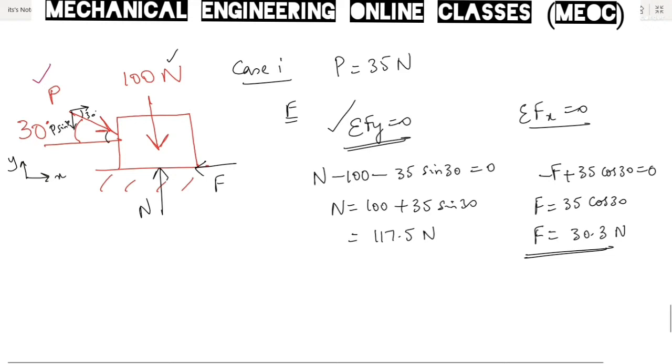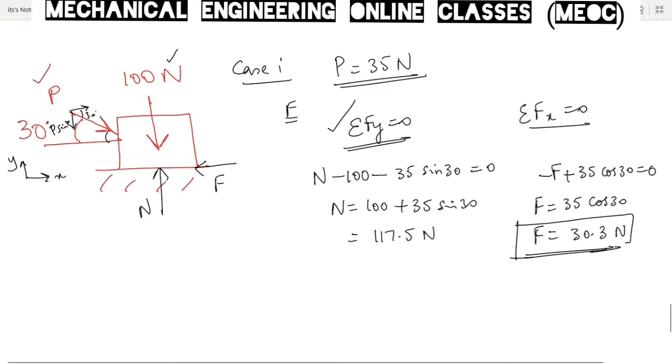Now, this is the condition where we have assumed that the object is in static equilibrium, and hence we have applied sigma Fx equal to 0 and sigma Fy equal to 0. But for a given P equal to 35 Newton, we do not know whether the object is really at rest, or moving, or at impending motion. Nothing is mentioned about that. So whatever we have found is, for P equal to 35 Newton, for the object to remain in static equilibrium, the friction that it will develop is 30.3 Newton.